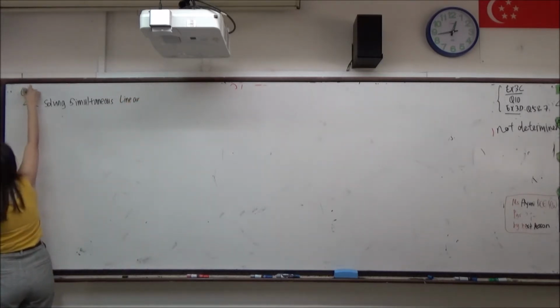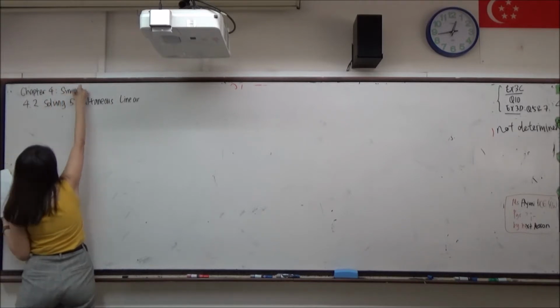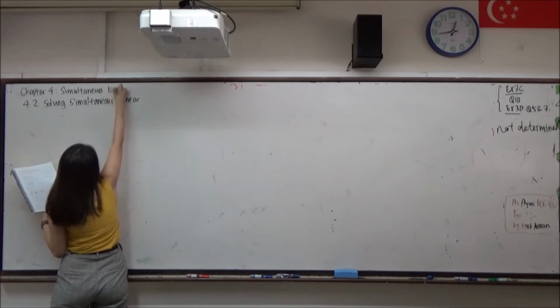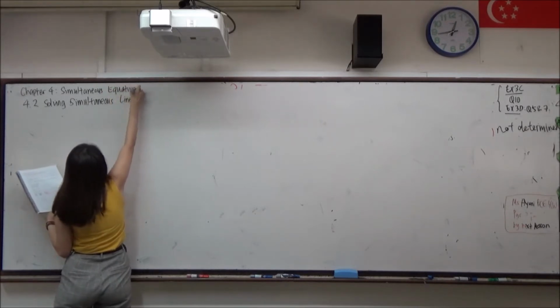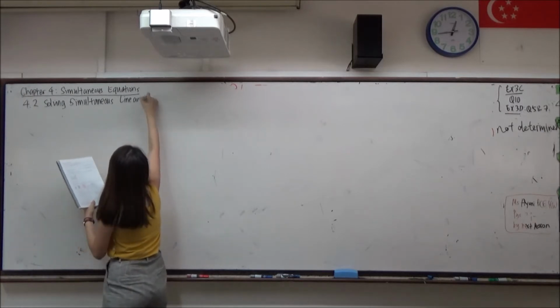Chapter 4, simultaneous equations. Are we supposed to write that down? Yes, please, so that you have good organization. Right where? In your book.